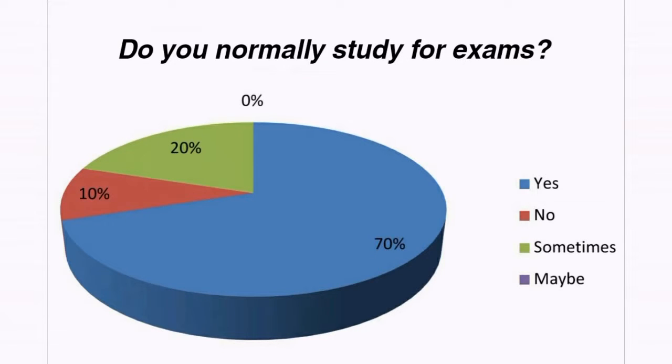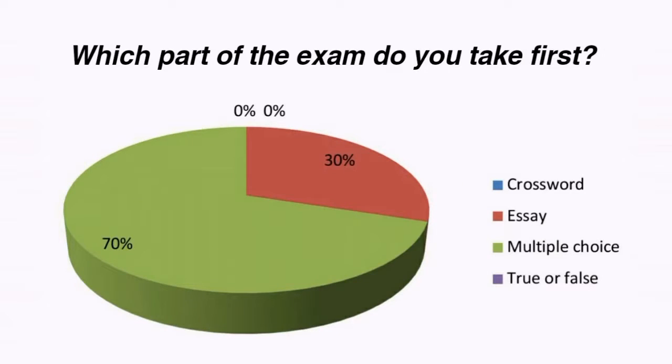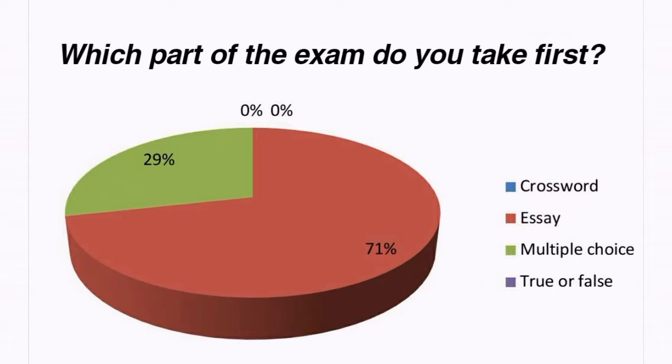This is a survey result. 70% of the boys study for exams, while 20% sometimes study and 10% do not study. 71% of the girls study for exams, while 29% do not study. 70% of the boys take the multiple choice first, while 30% take the essay first. 71% of the girls take the essay first, while 29% take the multiple choice first.